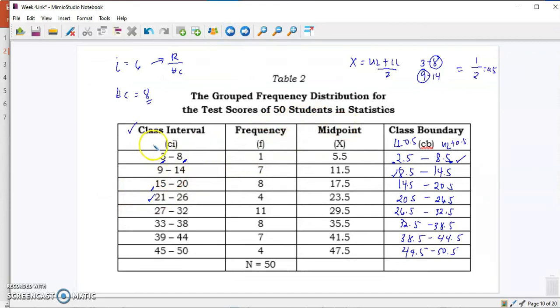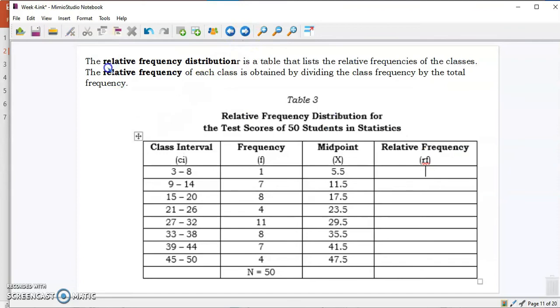What do we need? We need to have the row column headers of class interval, frequency, midpoint, class boundary. This completes the table of the group frequency distribution for the test scores of 50 students in a statistics test. Now, we don't only have frequency distribution. We have other frequency distributions, such as relative frequency distribution. When we say relative frequency distribution, it's a table that lists the relative frequencies of the classes.